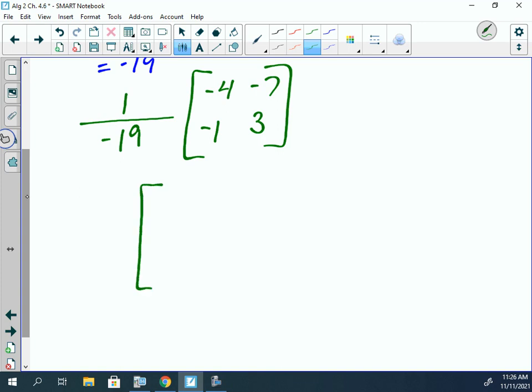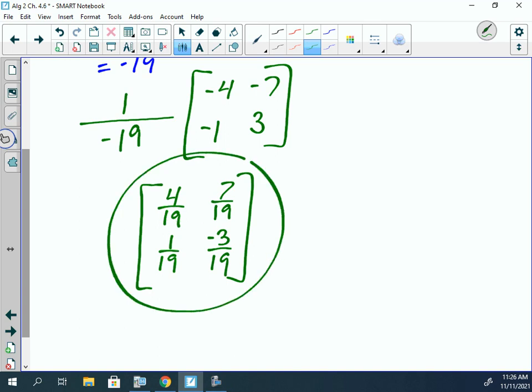Negative 1/19 times negative 4 is 4/19. Negative 1/19 times 7 is 7/19. Negative 1/19 times 1 is, well, 1/19. And negative 1/19 times 3 is negative 3/19. And that there would be the inverse. Questions on this here?